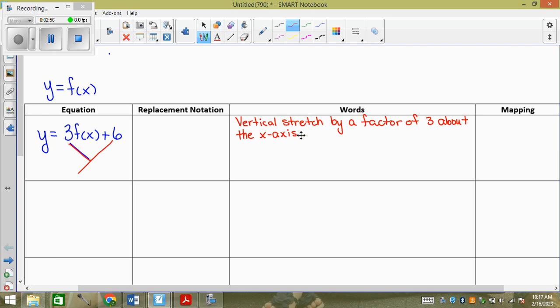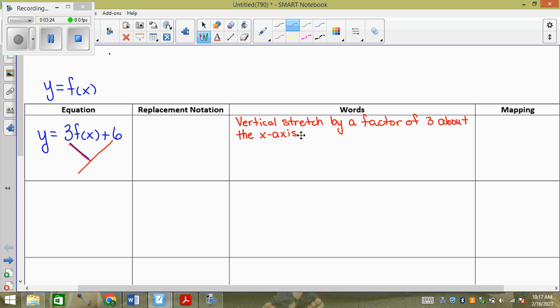Do I ever say vertical stretch by a factor of -3? No, because the negative is actually not a stretch. The negative is a reflection. I don't have a reflection. So do I have to write a reflection if I don't have a reflection? No. I bypass the R. I don't do this part of SRT. You know what I'm saying? Is there any translations? Yes, that 6 is a translation, correct? What kind of translation is it? Vertical. Vertical stretch, vertical translation.